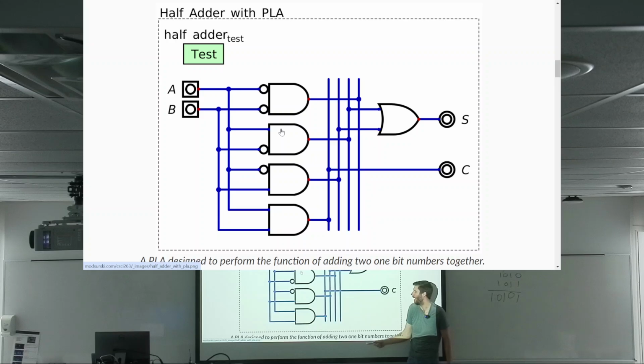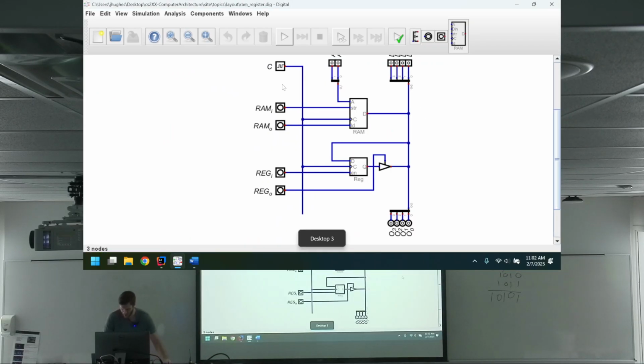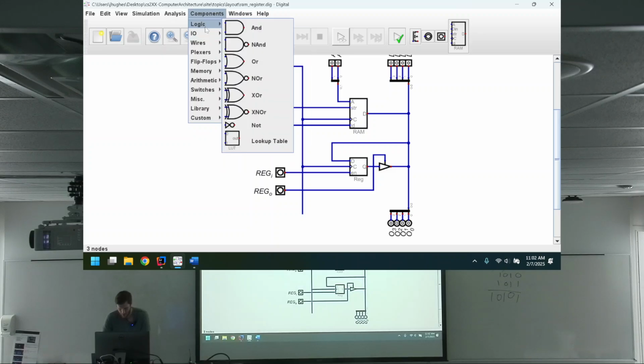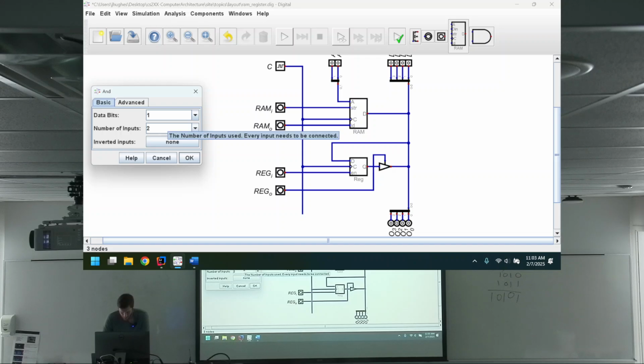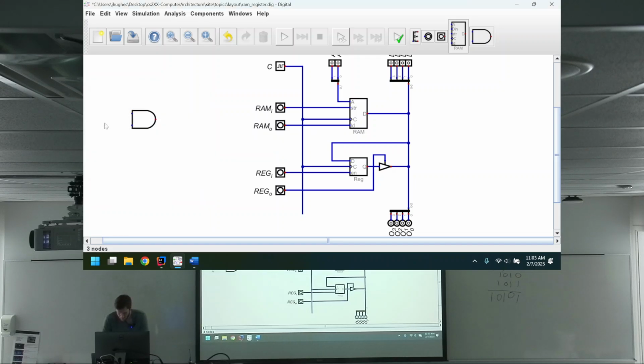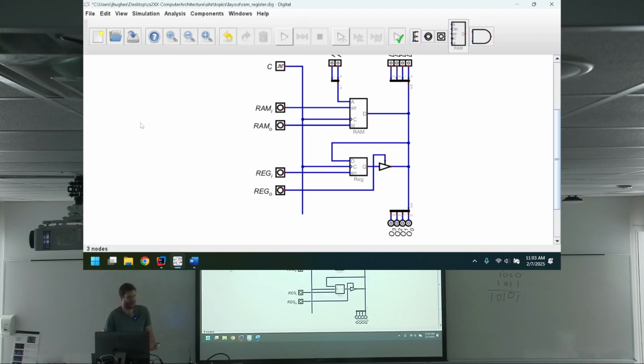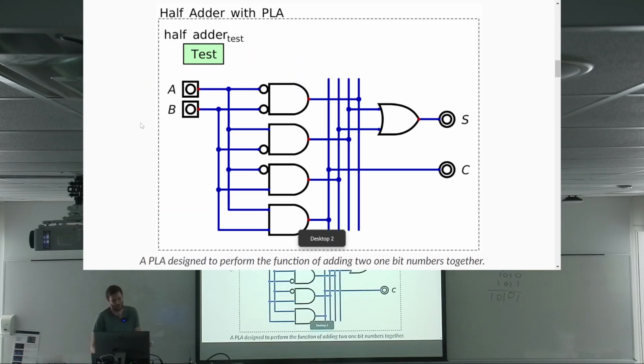I could draw, maybe, can Digital even allow, I'm curious, will Digital let me make a one-input gate? One? Nah, it won't, all right. I wondered if it would let you and it would just do nothing really. You could just connect the same line to both. That's what it would be. Yeah, I guess I could have done that, but that would have been rather silly.